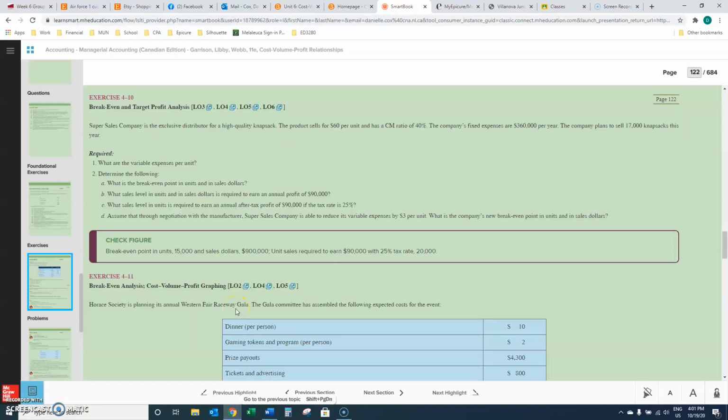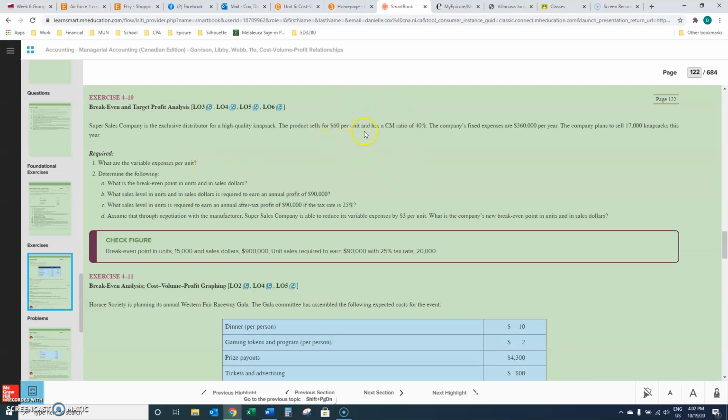Okay, let's take a look at exercise 4-10. A super sales company is the exclusive distributor for a high-quality knapsack. The product sells for $60 per unit, has a contribution margin ratio of 40%, fixed expenses are $360,000 per year, and the company plans to sell 17,000 knapsacks this year. First of all, what are the variable expenses per unit?